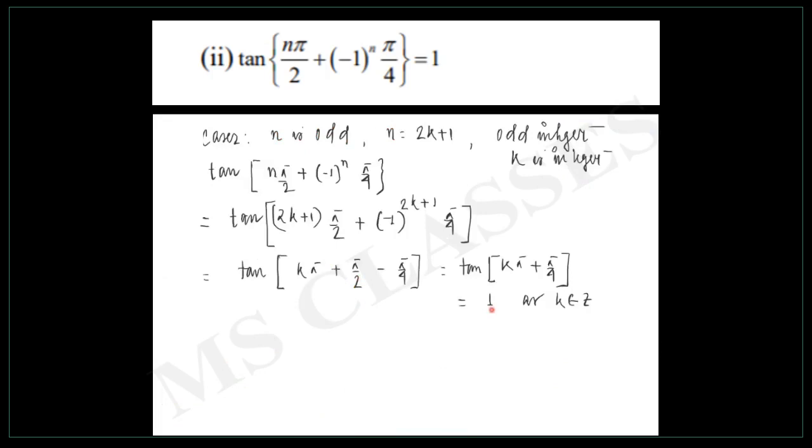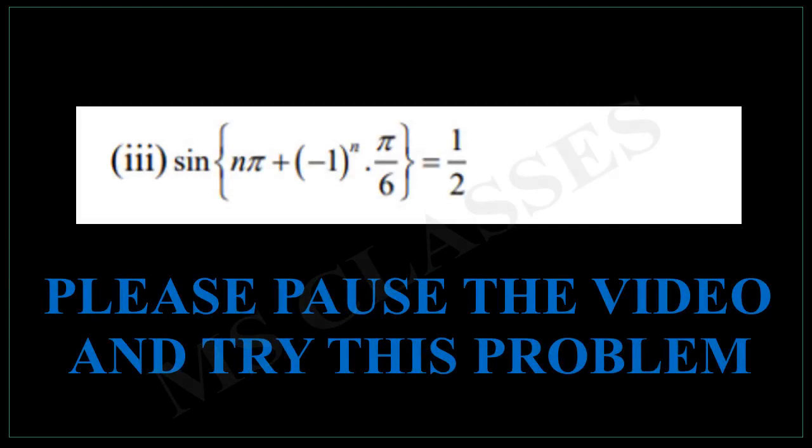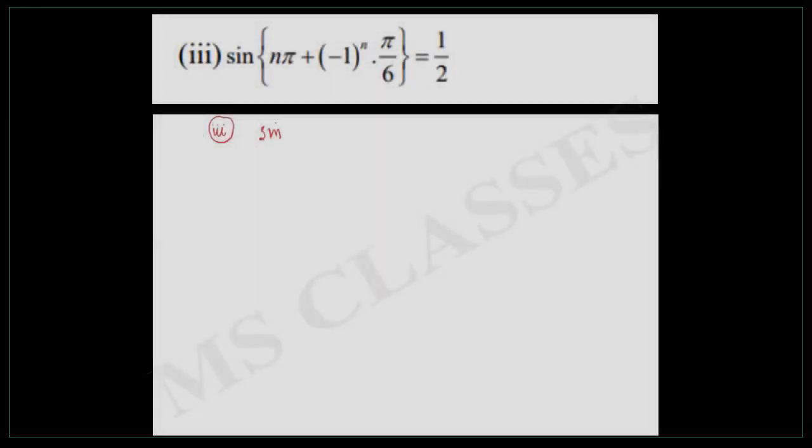So from case 1 and case 2, we conclude, write down: tan of n pi by 2 plus minus 1 to the power of n pi by 4 equals 1. Next, is sine of n pi plus minus 1 to the power of n pi by 6, and this we have to do because of.